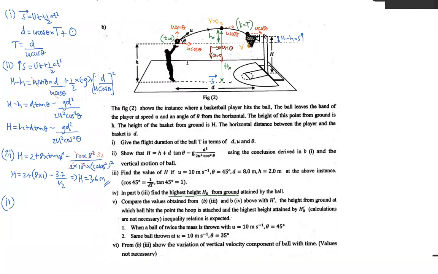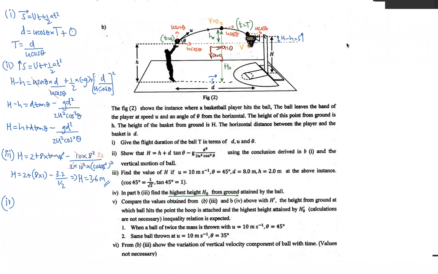Can we use the equation to find maximum height? You can't do that. It's an essay question. You might be able to remember the equation H equals u squared sine squared theta over 2g, right? You can't use that here. You have to show the work.